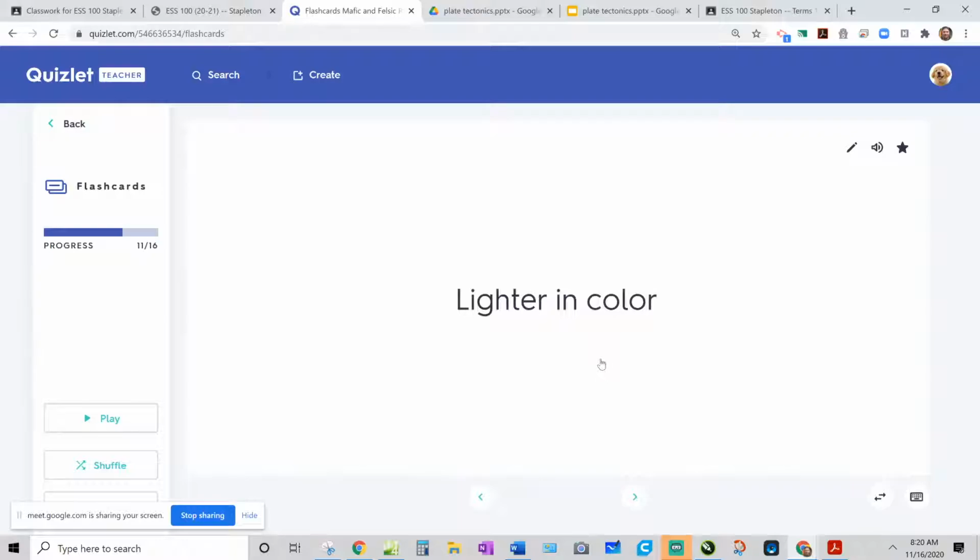Lighter in color, Jace. Jace. See, this is why I need Jace's camera on. I think Jace is gone. Jace? What's that? I'm not gone. Okay, it's lighter in color. Is that mafic or felsic? Everyone's been called, but it's either mafic or felsic. I don't know which one's called anymore. Okay, well, this is felsic. Felsic's the one that's lighter in color.